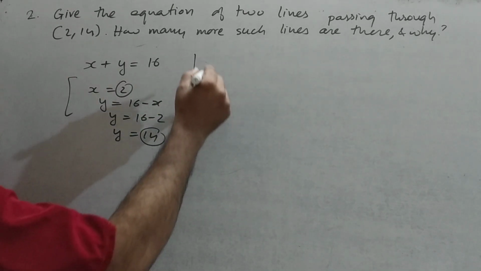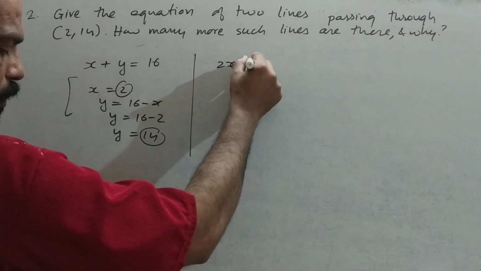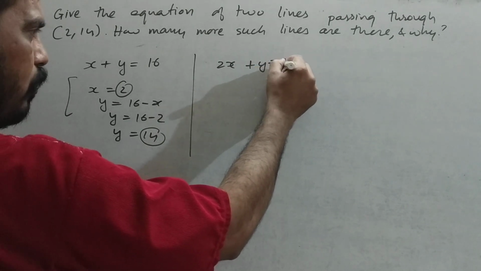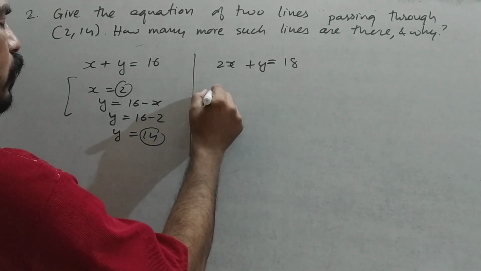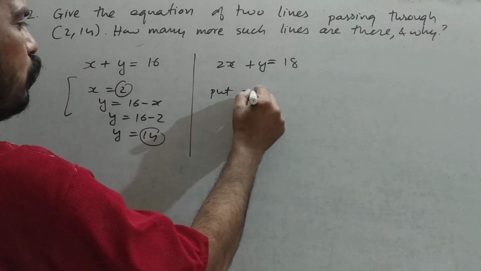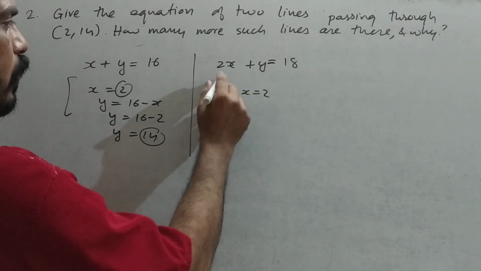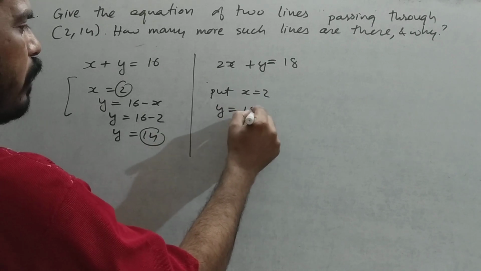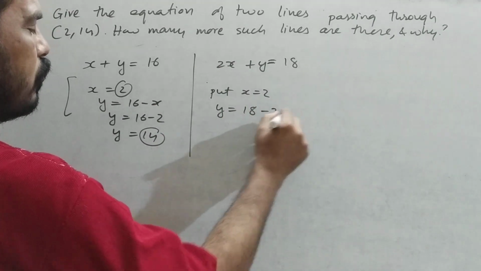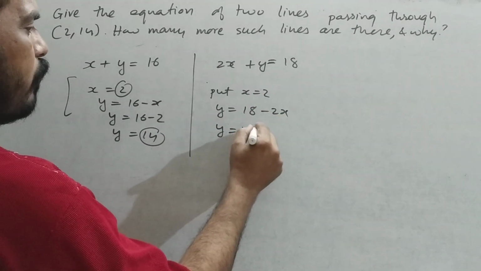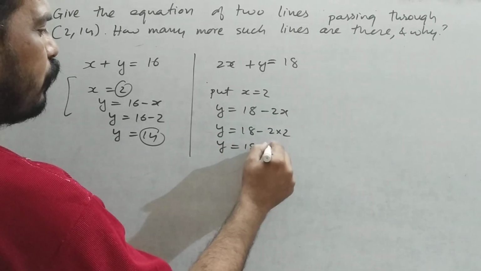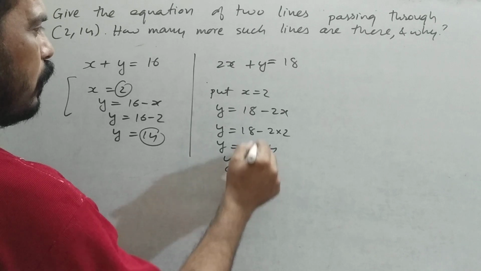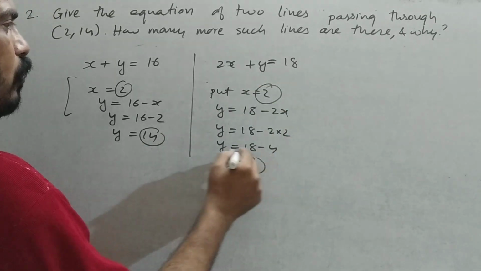Suppose you take 2x + y = 18. Put x = 2. So y = 18 - 2x, y = 18 - 2 times 2, y = 18 - 4, y = 14. Again x = 2, y = 14.